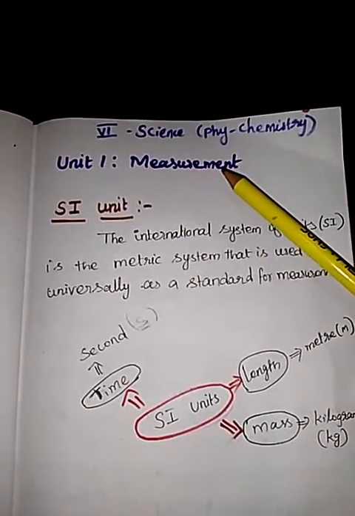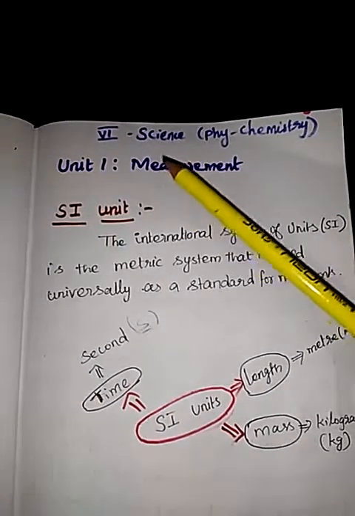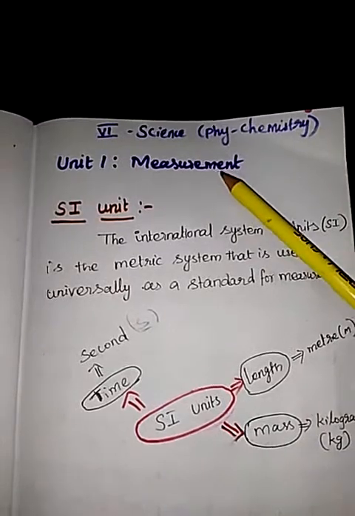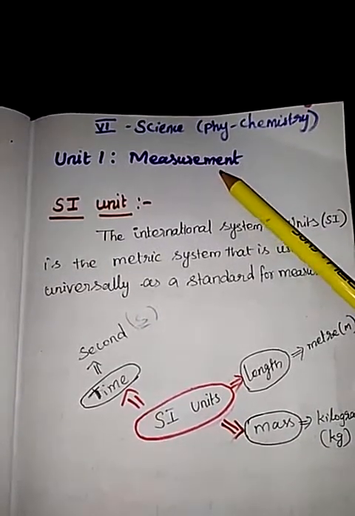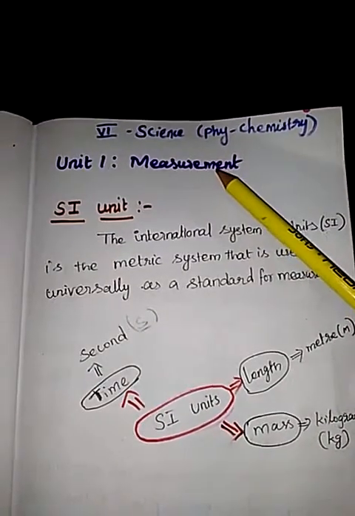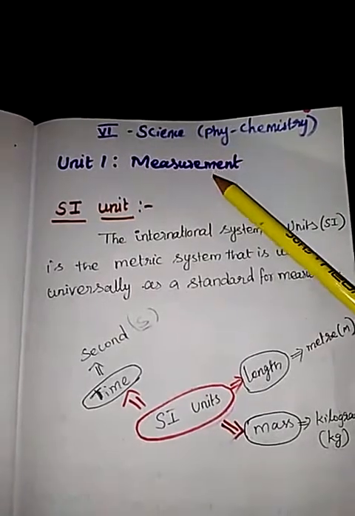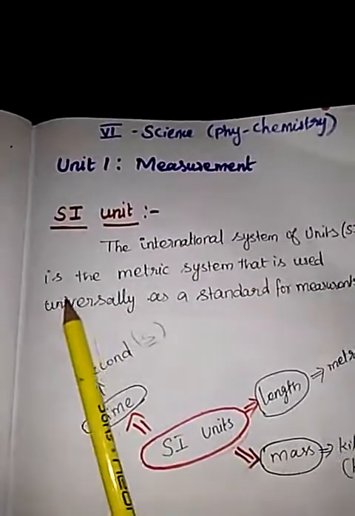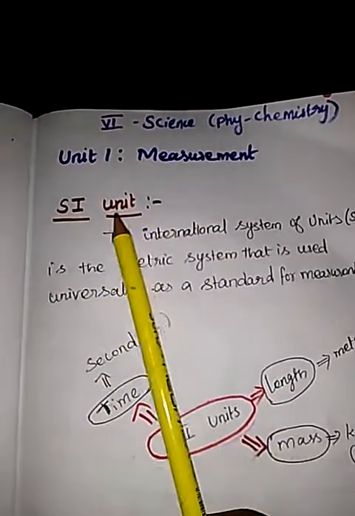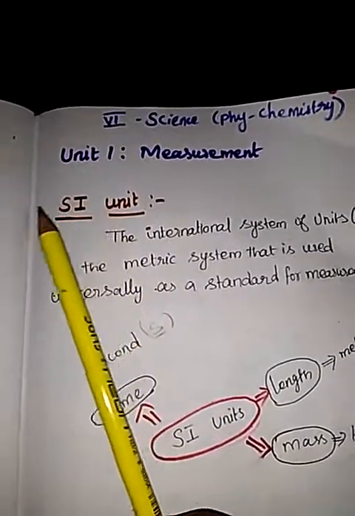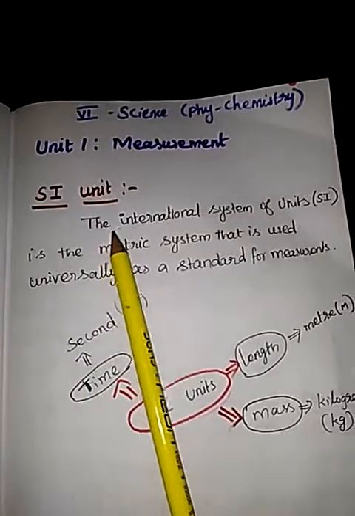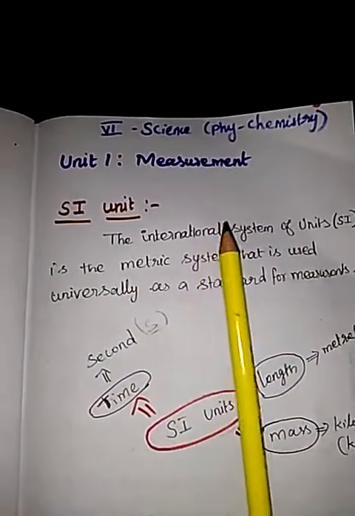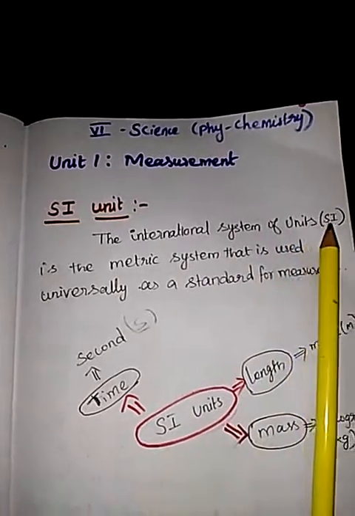In our previous class we learned measurement. What is measurement? The comparison of unknown quantities with some known quantities. See the topic, SI unit. What is SI unit? What is SI? The International System of Units. The International System of Units is SI unit.